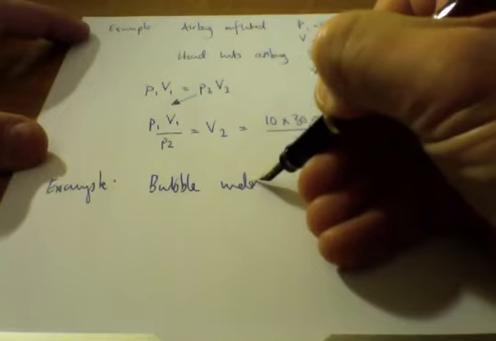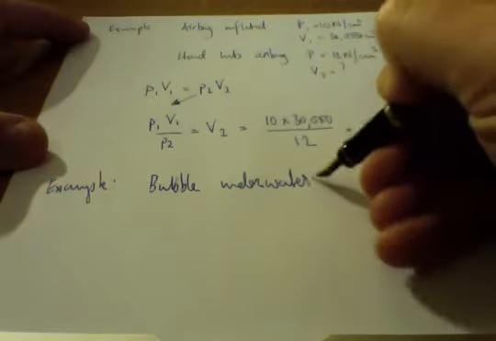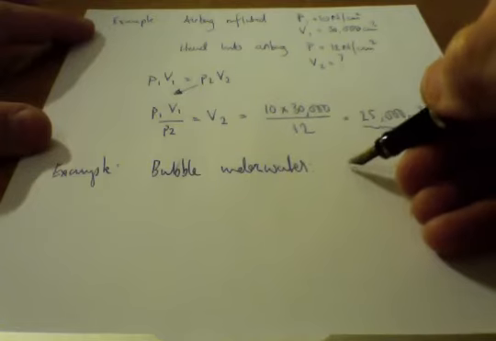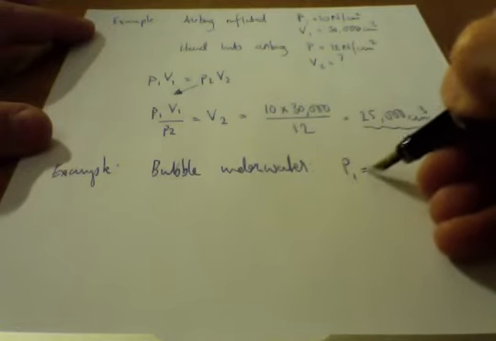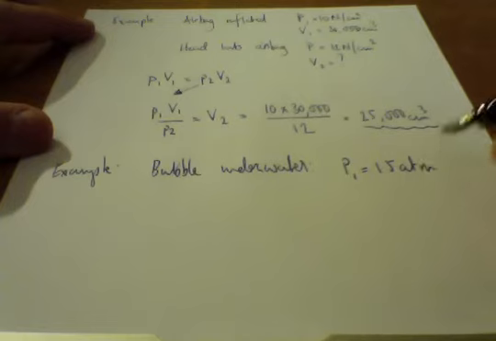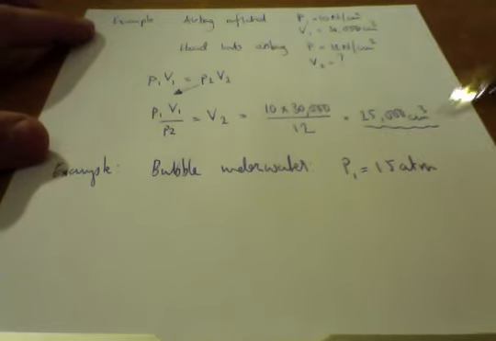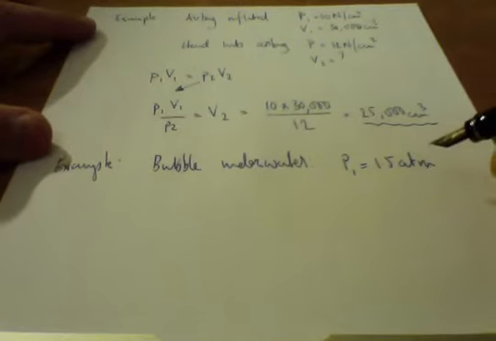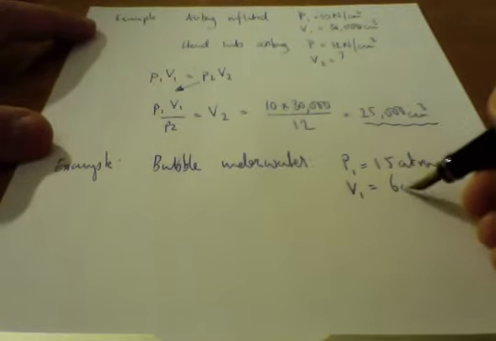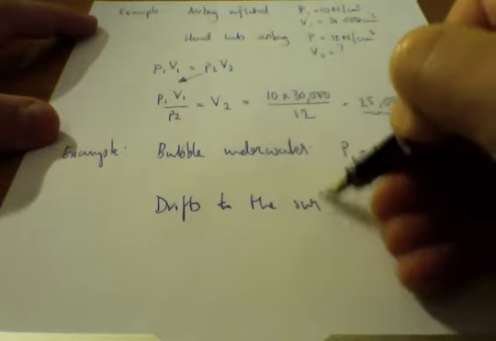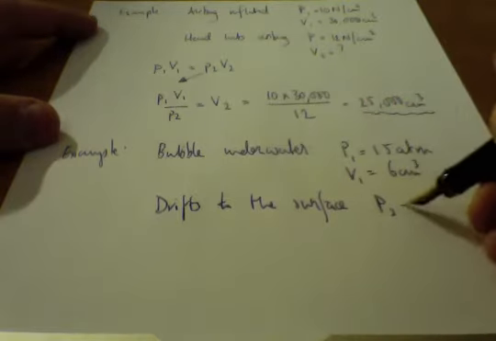Okay, example 2. Let's have a bubble underwater. Let's imagine it's underwater initially, and the pressure is quite high, 1.5 atmospheres. Remember, 1 atmosphere is 10 to the 5 pascals. It also has a volume at that position of 6 cubic centimetres. Now it drifts to the surface. And we know the pressure on the surface is 1 atmosphere.